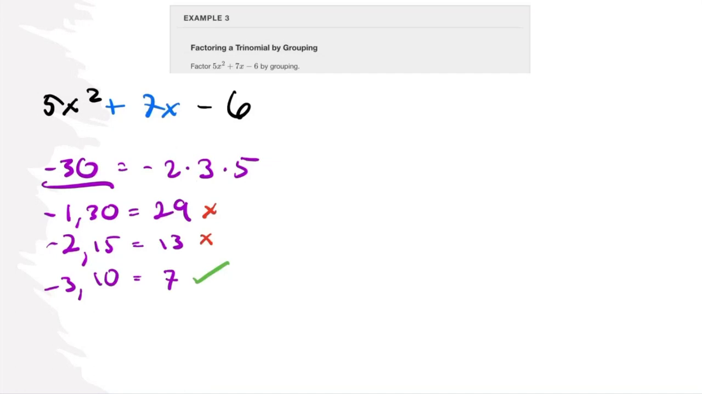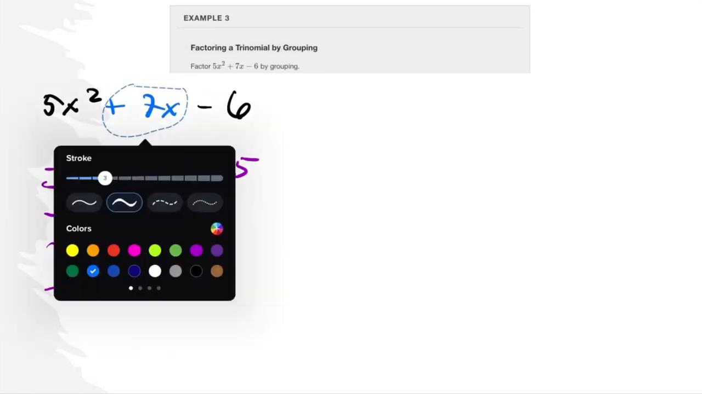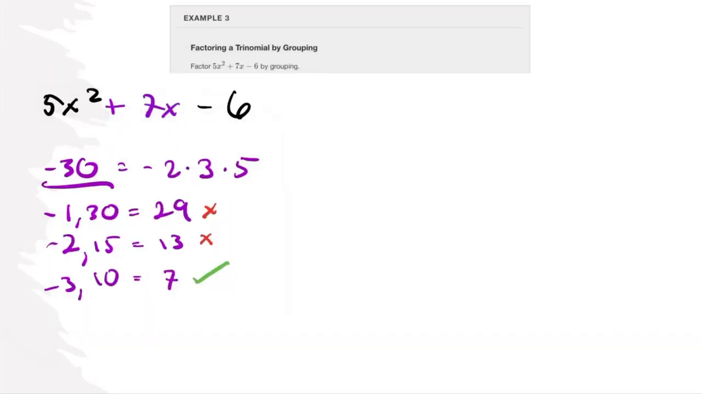Let me change that from a blue to purple. I'm going to rewrite that 7 using the two numbers that we just found. And I'm intentionally going to put the 10 next to the 5 because they have a common factor. And I'm going to put the 3 next to the 6 because they have a common factor.